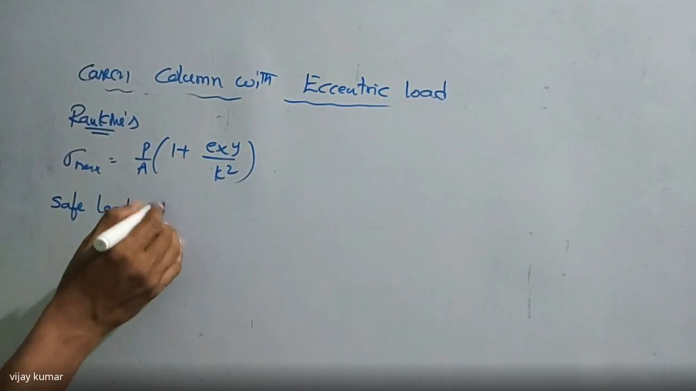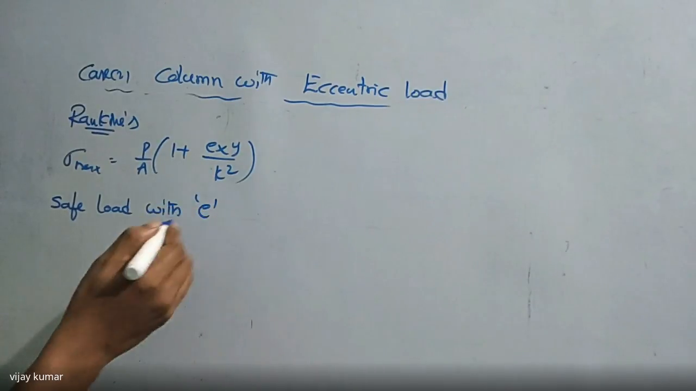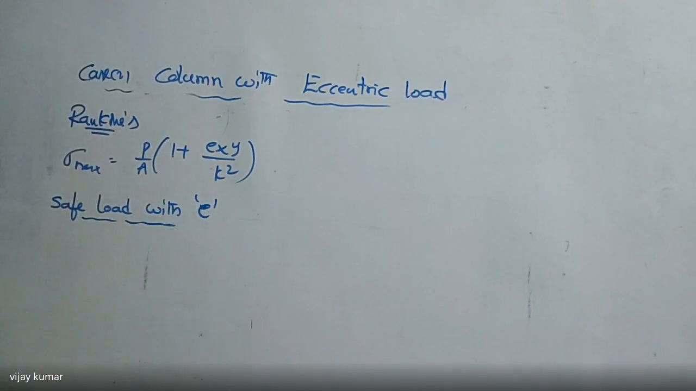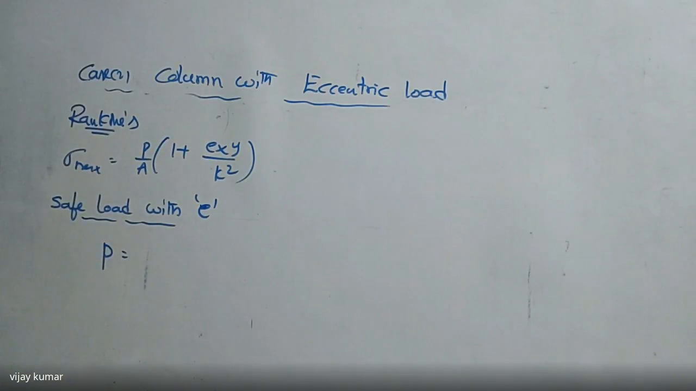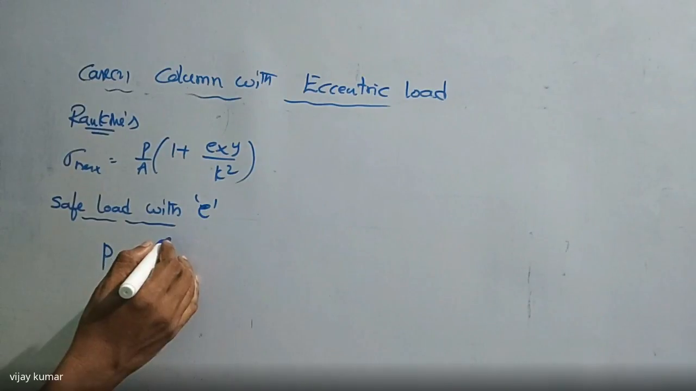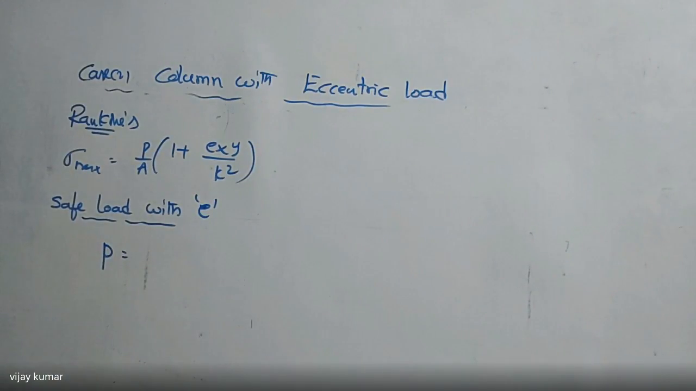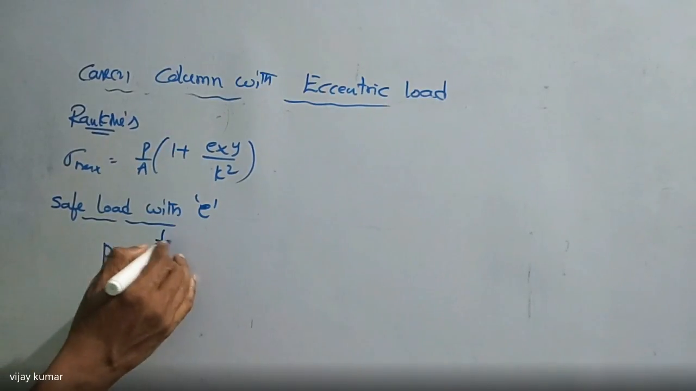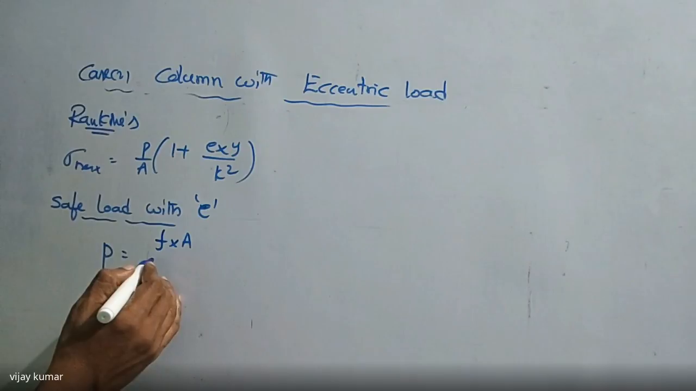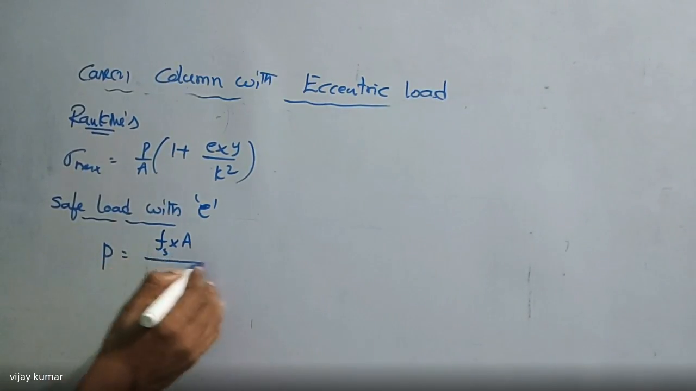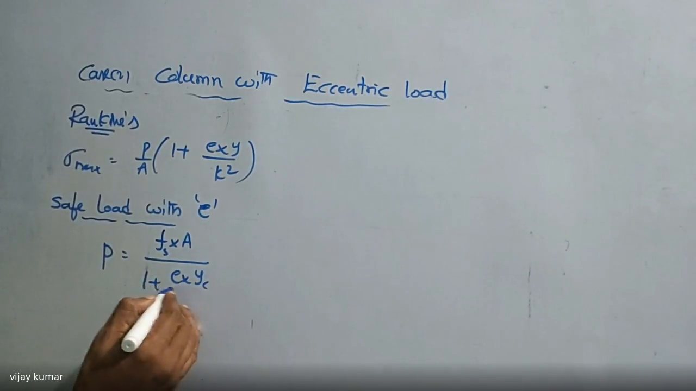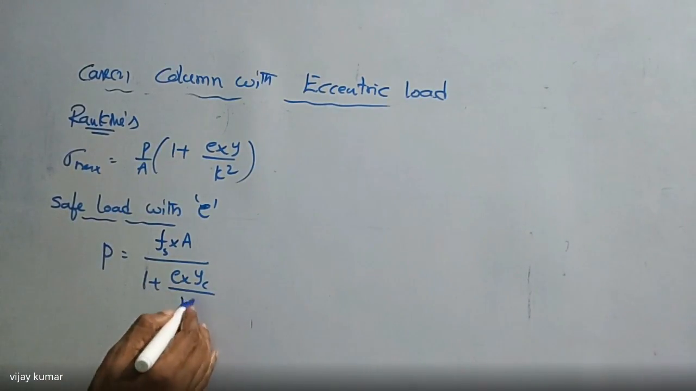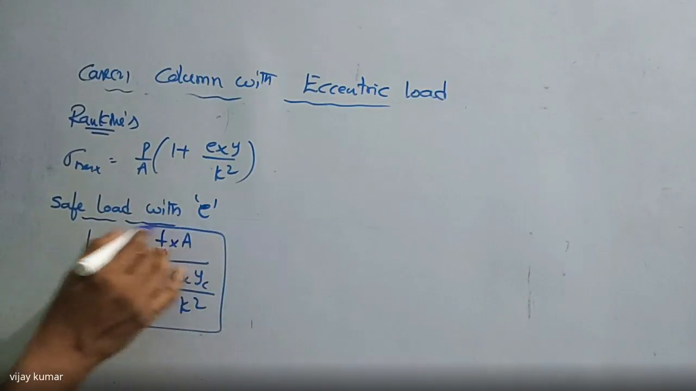Safe load with eccentricity e, according to Rankine's formula: P is equal to f into A divided by 1 plus e into Yc divided by k square. What is f? The f value is nothing but the direct stress value, or safe stress. So this is the formula for safe load.